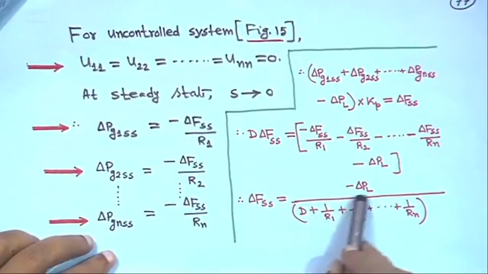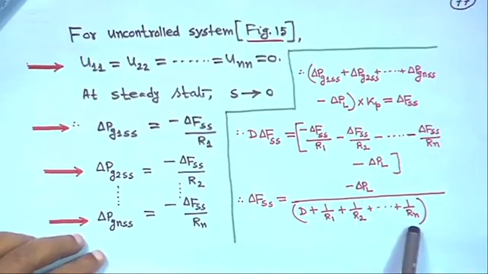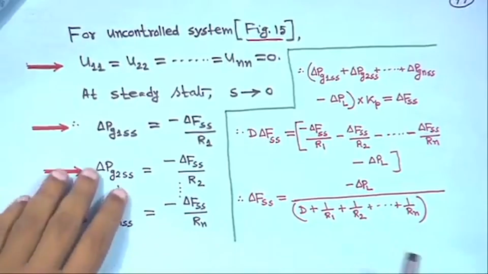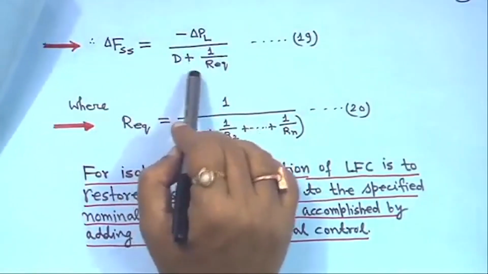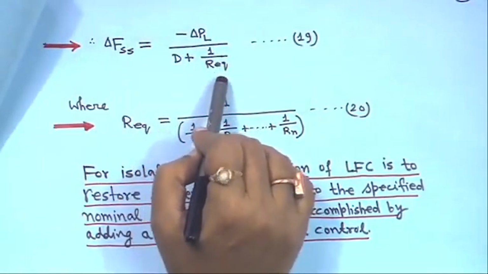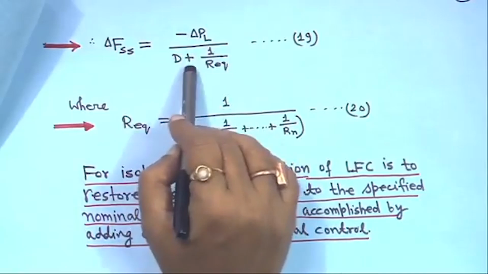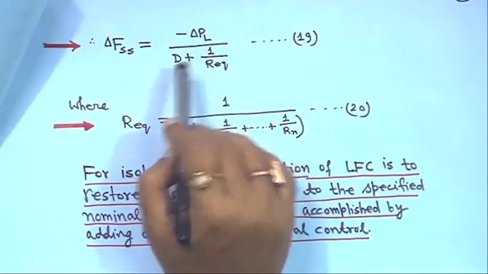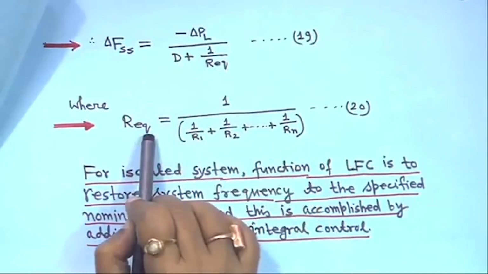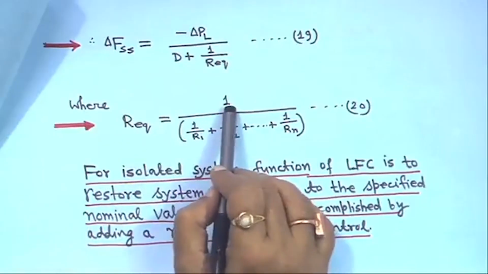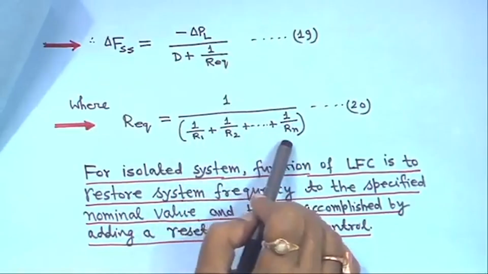but because so many units are there, it is minus delta PL upon D plus 1 upon R1 plus 1 upon R2 up to plus 1 upon Rn. Or you can write that delta FSS is equal to minus delta PL upon D plus 1 upon Req. This form you can write. Earlier for a single unit we were writing minus delta PL divided by D plus 1 upon R, but instead of R you make it Req, where 1 upon Req is equal to 1 upon R1 plus 1 upon R2 plus up to 1 upon Rn.